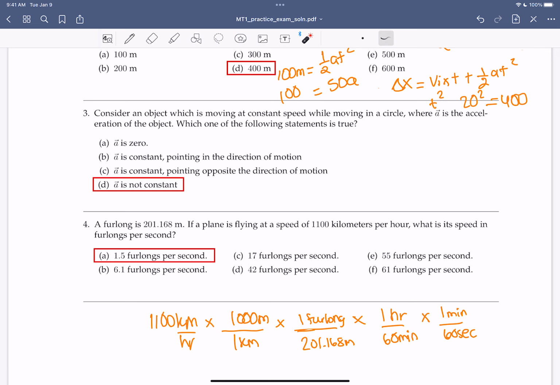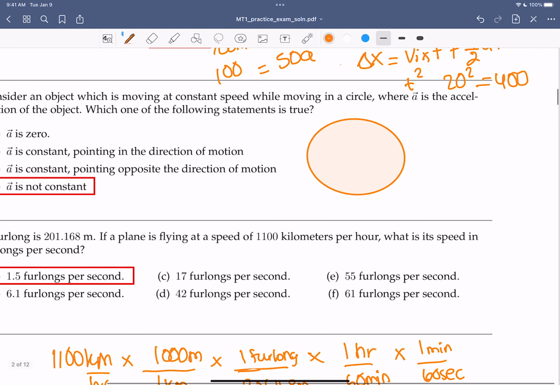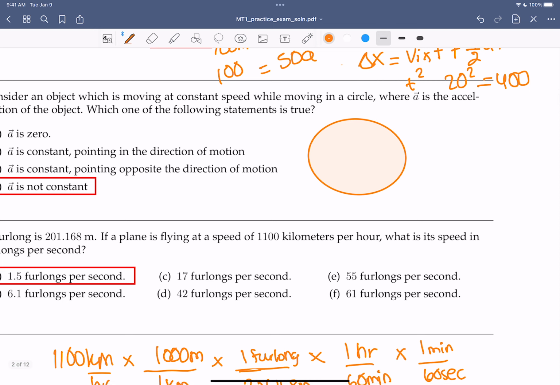A is not constant, and the reason why is if you're going in a circle, think about it, right? Well, that's kind of an oval, but who gives? All right. So for acceleration in circular type motion, which you guys are going to go over actually this week, is the idea that acceleration is, yeah, absolutely right.